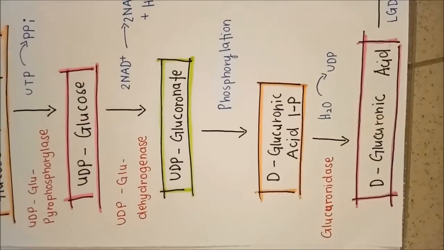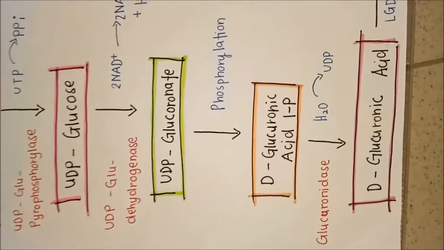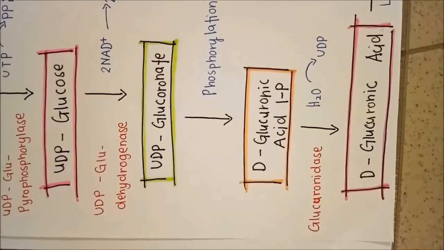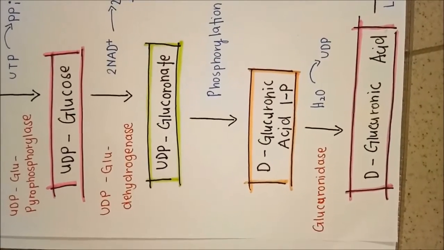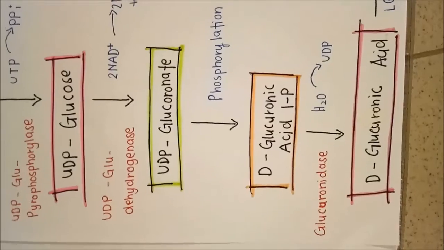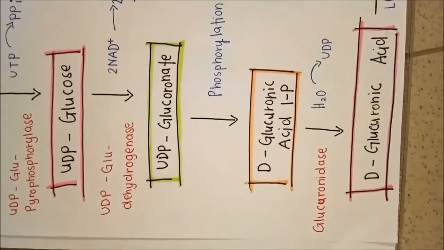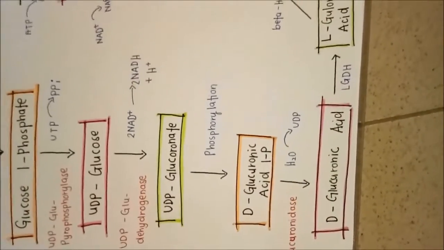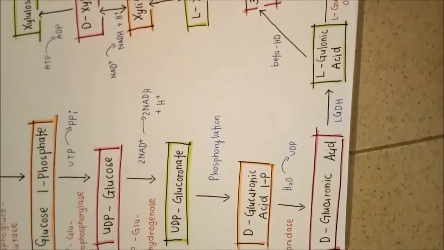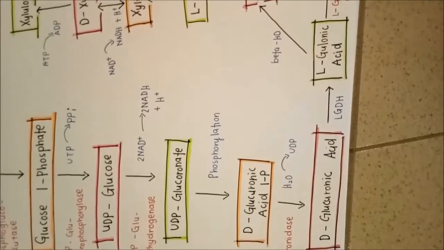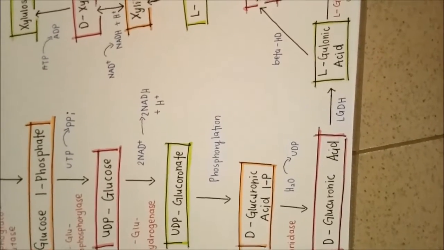D-glucuronic acid 1-phosphate is converted to D-glucuronic acid. It uses glucuronidase enzyme and also uses H2O to form UDP. Then, D-glucuronic acid is converted to L-gulonic acid, which uses LGDH.